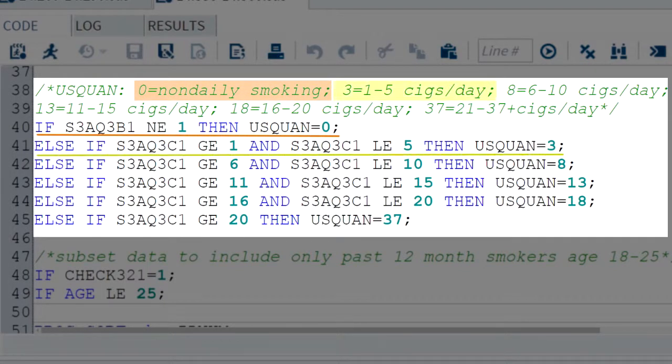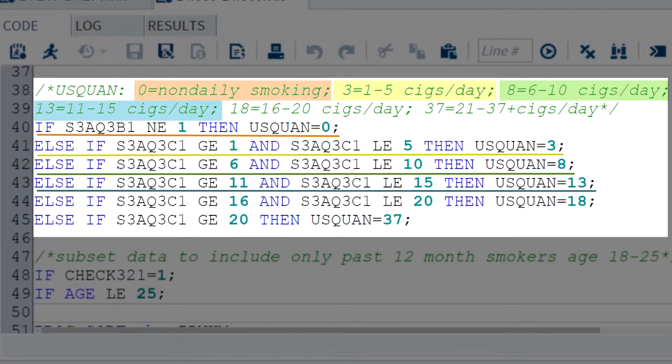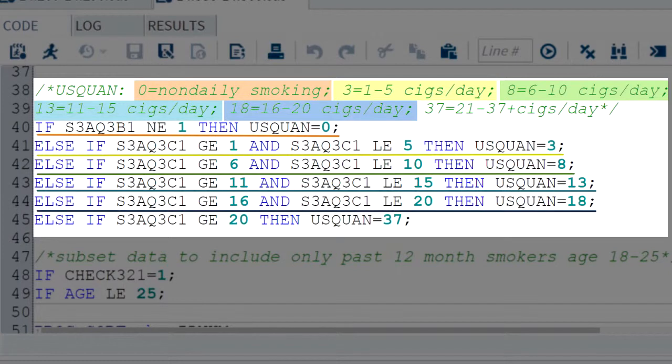3 indicates those smoking 1 to 5 cigarettes per day. 8 indicates 6 to 10 cigarettes per day. 13 indicates 11 to 15 cigarettes per day. 18 indicates 16 to 20 cigarettes per day. And 37 indicates greater than 20 cigarettes per day.